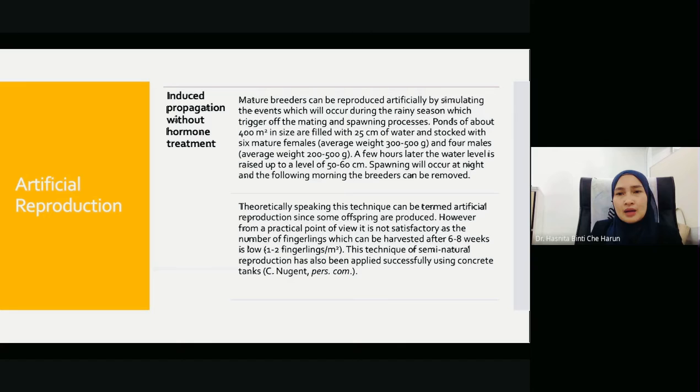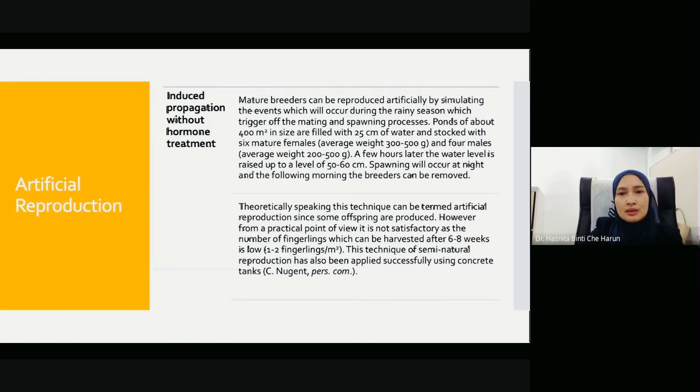and it is normally carried out in a pond with the correct density. Normally the ratio is 6 mature females to 4 mature males. Then a few hours later, the water level is raised to a certain level, and spawning will occur at night. The following morning, the breeders can be removed. This is termed artificial reproduction, since some offspring are produced.